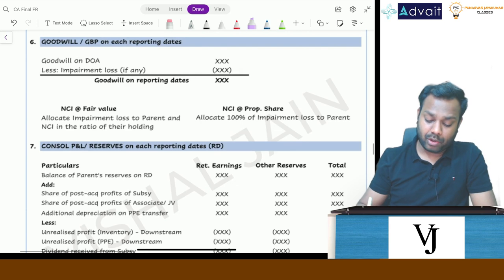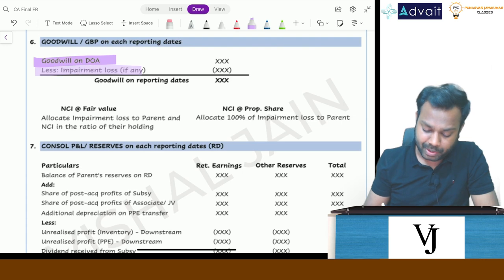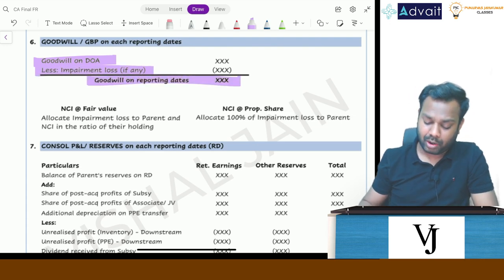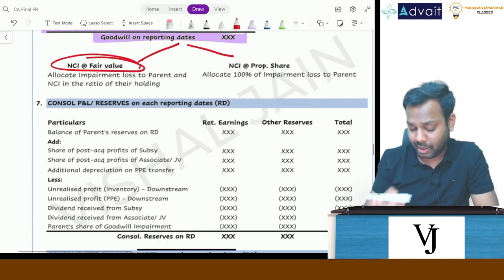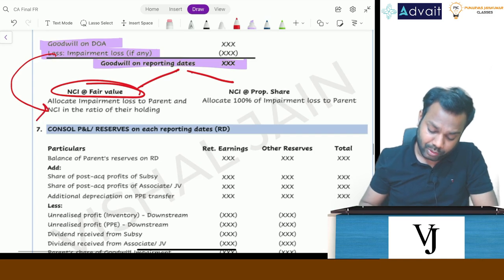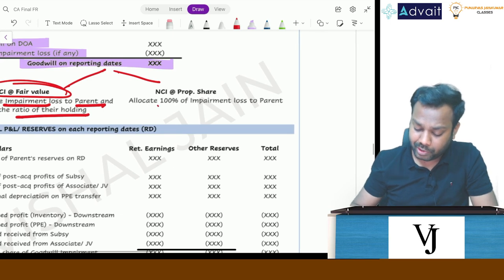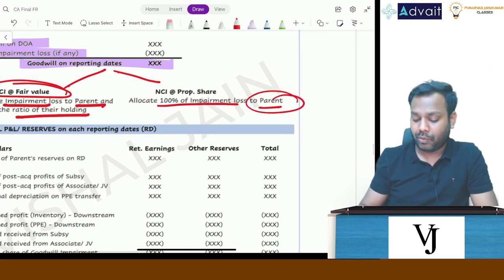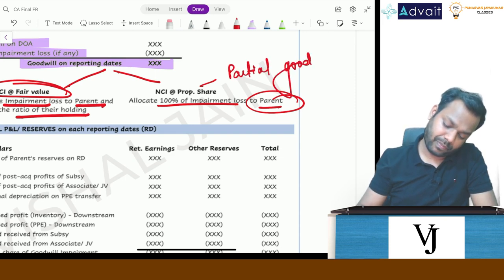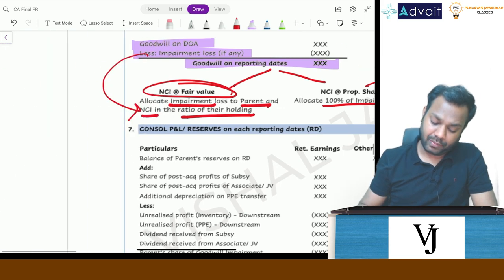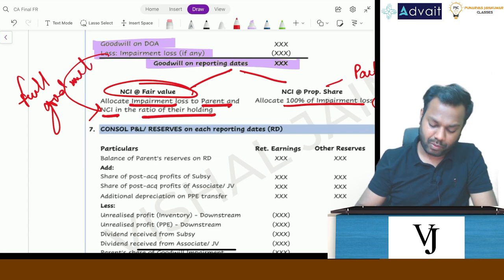Now, goodwill or gain on bargain purchase on each reporting date, as you are very much aware, goodwill on the date of acquisition minus any impairment loss, if any, will give you the goodwill on each reporting date. Subsequently, if NCI is at fair value and there is any impairment loss, allocate the impairment loss to parent and NCI in the ratio of their holding. If it is at proportionate share, allocate 100% of the impairment loss to parent only. Why? Because proportionate share means partial goodwill. Fair value means full goodwill. I hope that is clear to all of you.